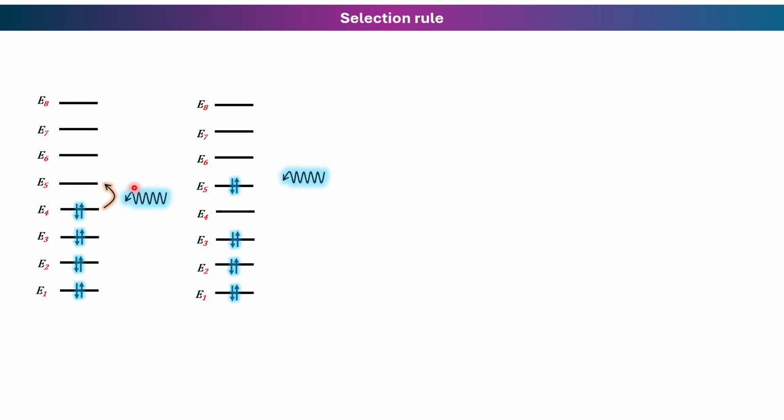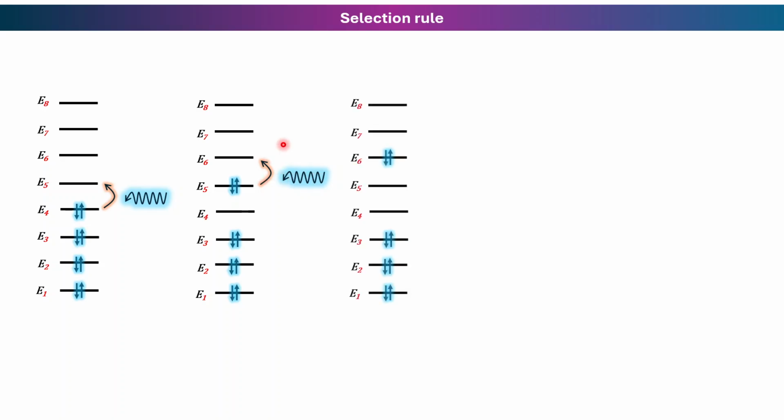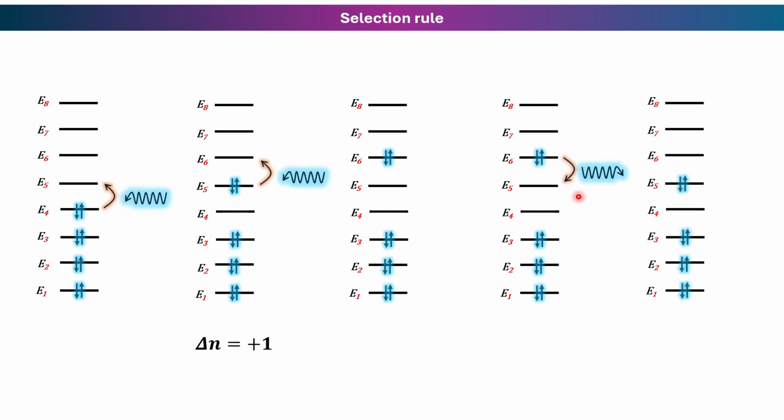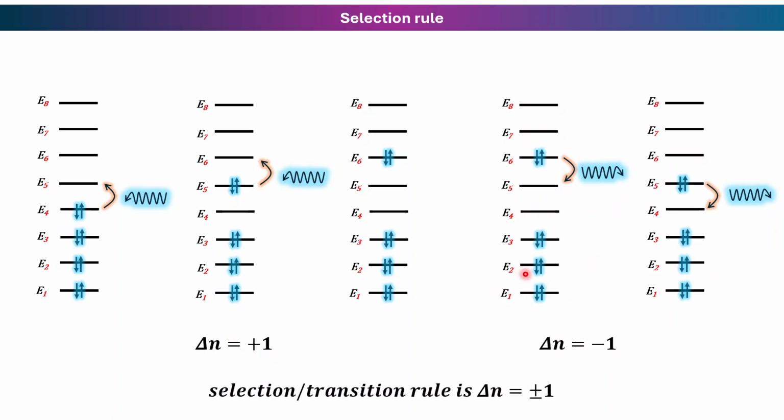And now if you shine an incident photon again, it will again excite in a stepwise manner. And this is what a step of plus one means, the quantum number change. This is what the selection rule means. And if it comes down and releases in a stepwise manner, that is also minus one, the change in quantum number will be in a step of one. That is the selection rule. So here the selection rule or transition rule is plus or minus one.